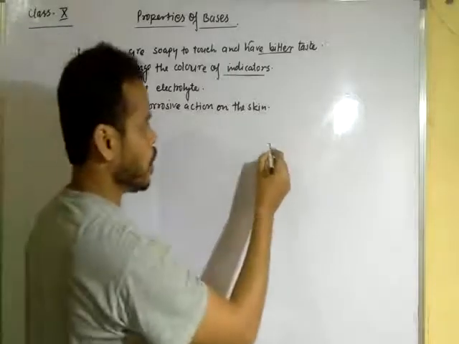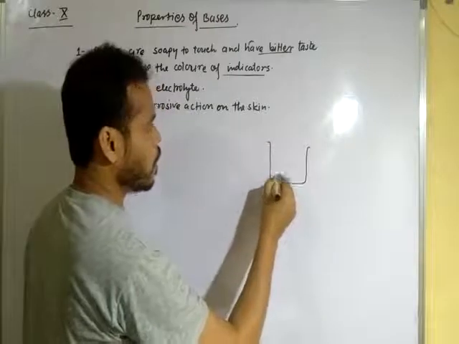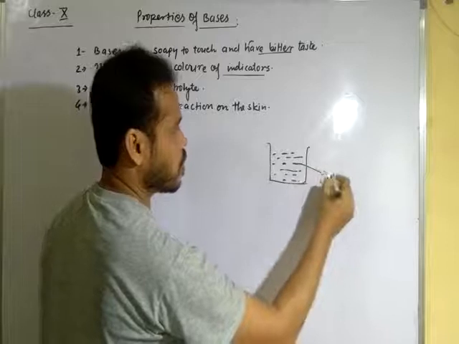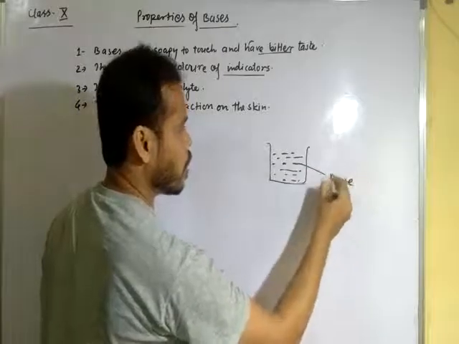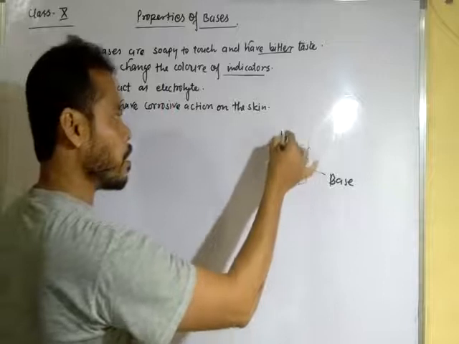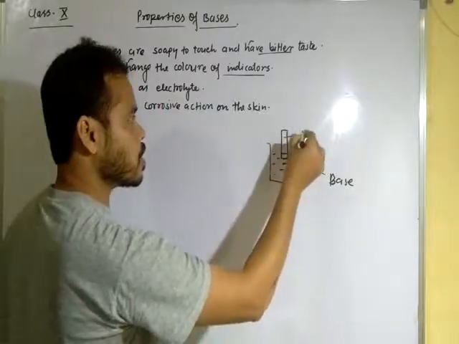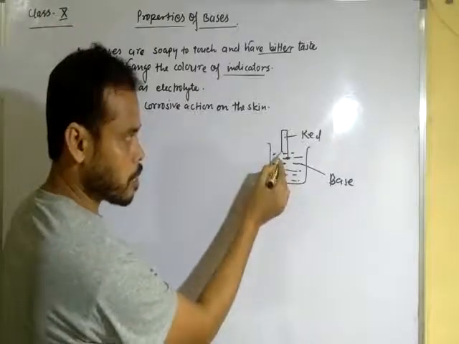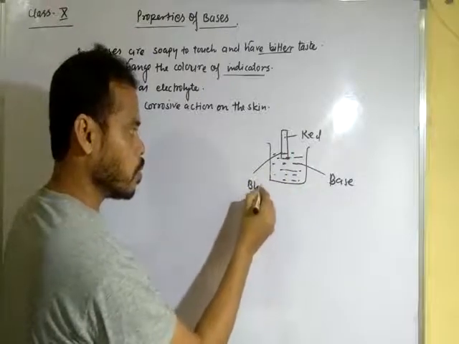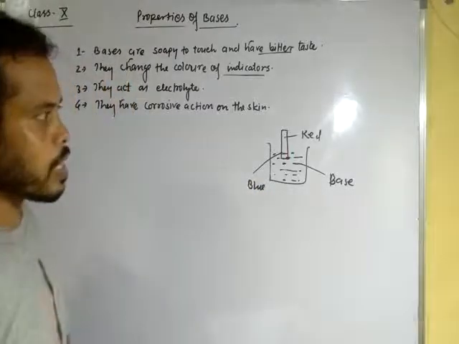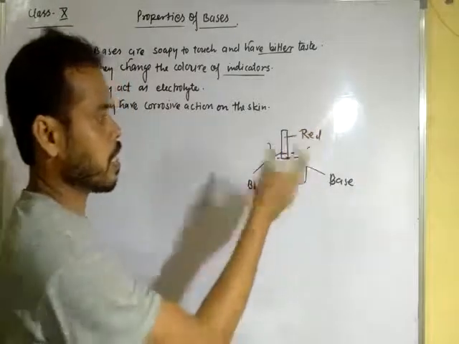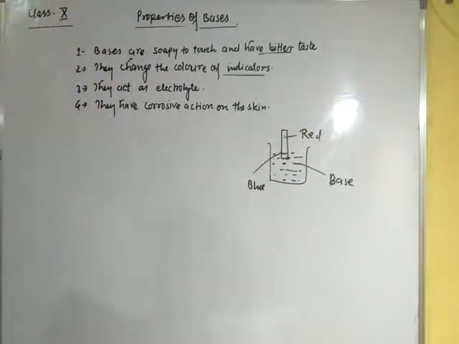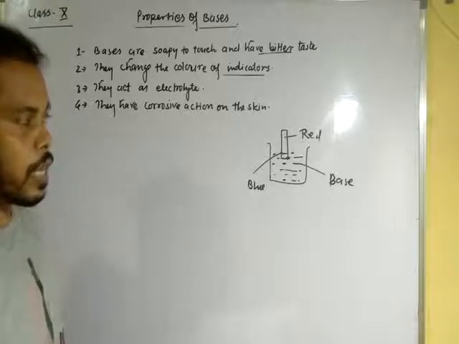Suppose we have a beaker, and in this beaker a base is taken. Clear? Now when litmus paper, red litmus paper, this is red litmus paper, is dipped in this beaker, the litmus paper becomes blue. That means in base the red litmus paper changes from red to blue. Clear, dear student?